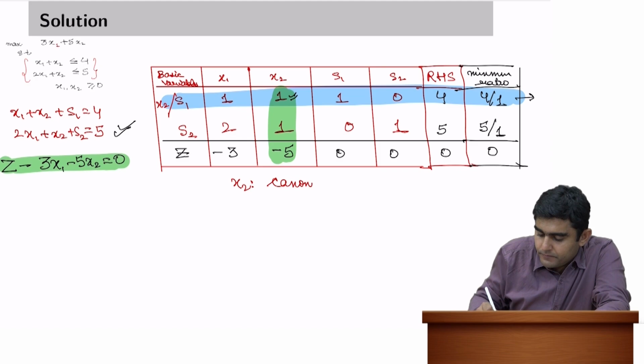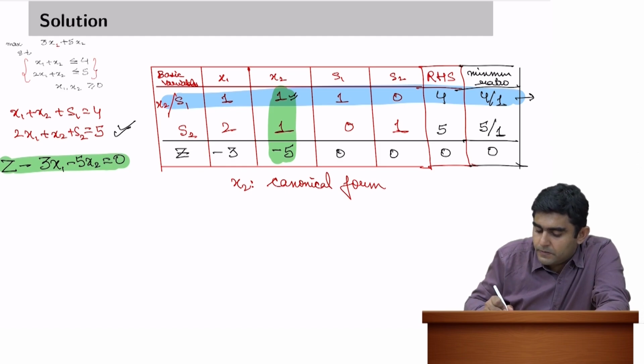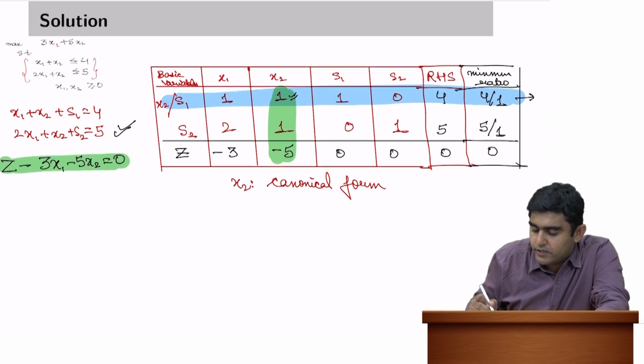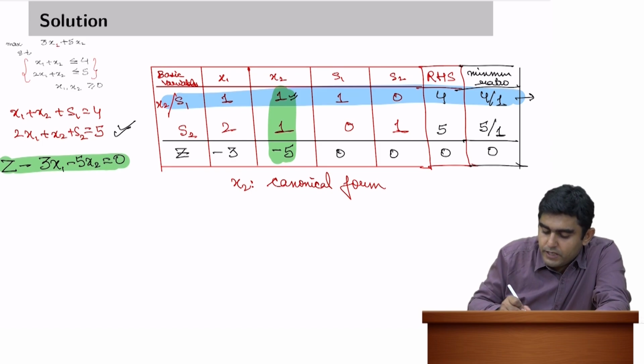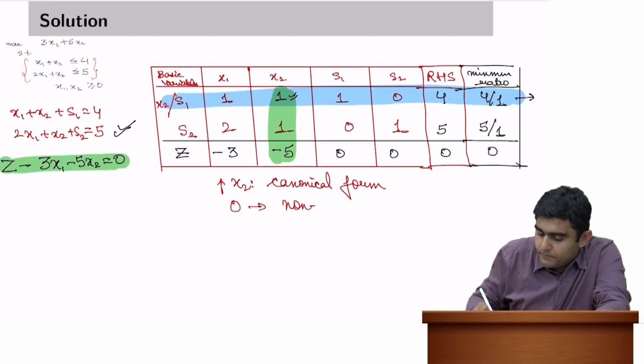Canonical form. However, it is not happening now. Why? Because the coefficients are not exactly just 1 at one place and 0 elsewhere. Also, we have to increase the value of x2 from 0 to some non-zero value.